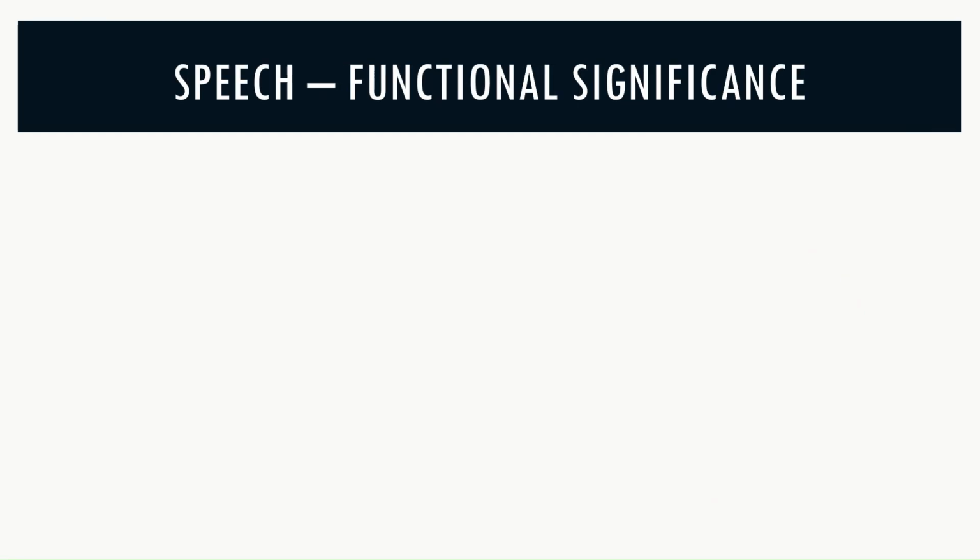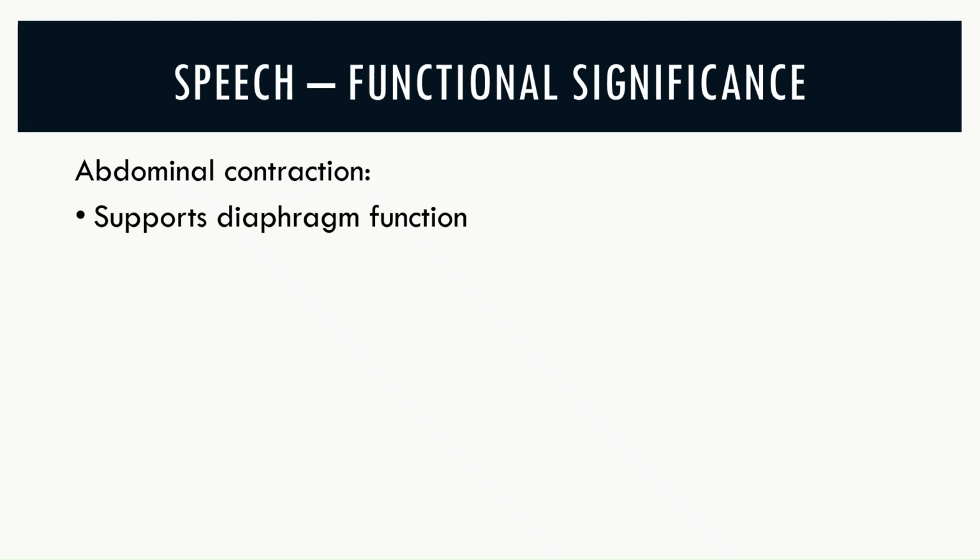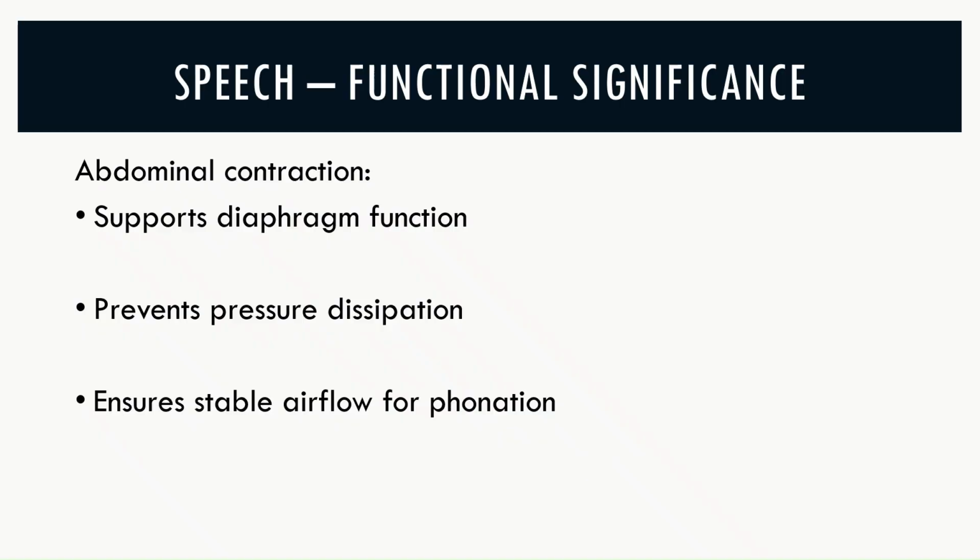Functional significance includes that abdominal muscle contraction during speech helps in maintaining stable airflow and also supports diaphragm function. It prevents loss of pressure and improves the efficacy of breathing during phonation.